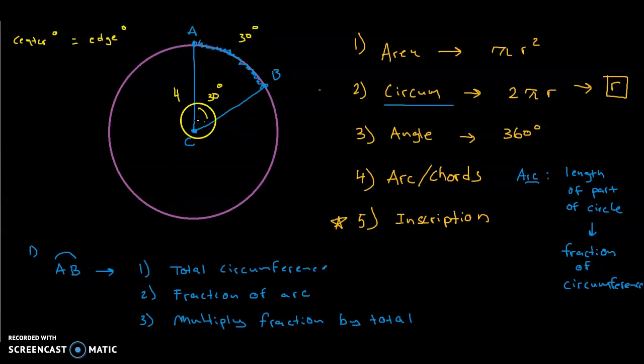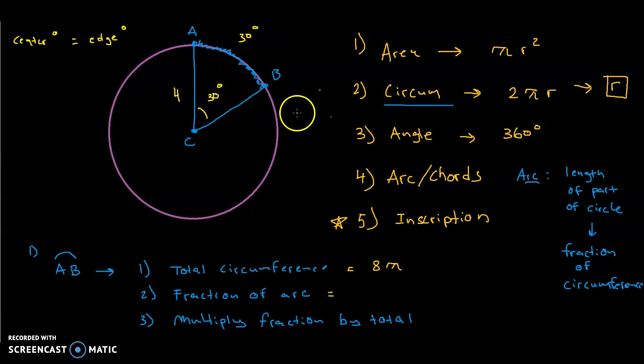If I asked you, given this information, what is the distance or the length of traveling from A to B? Well, the first thing is, what is the total circumference? Let's start there. Using our formula, circumference is 2 pi r. If r is 4, total circumference would just be 2 times pi times 4, which would just be 8 pi, right?